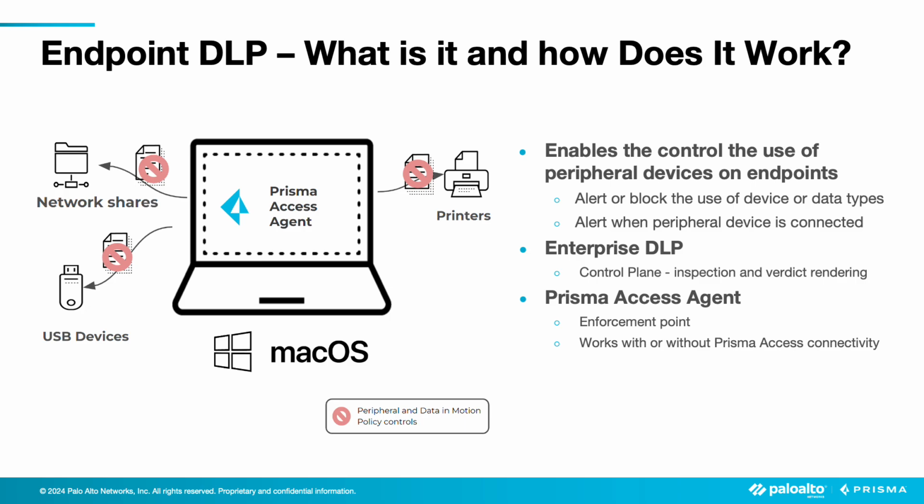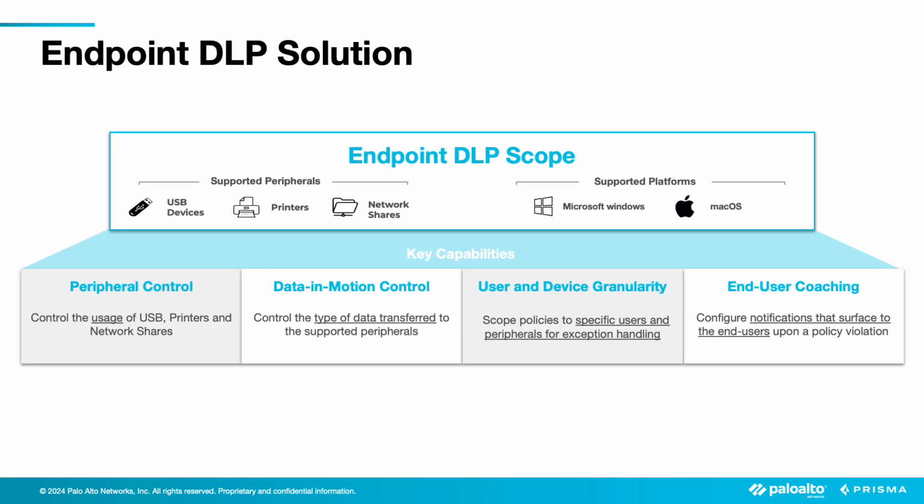Enterprise DLP then communicates the verdict to the Prisma Access agent, which then takes the action configured in the Endpoint DLP policy rule. Additionally, the Prisma Access agent is also responsible for displaying the end user a notification when they generate a DLP incident. Endpoint DLP can prevent exfiltration to peripheral devices, including USB devices, printers, and network shares, and it is supported on endpoints running Microsoft Windows or macOS operating systems.